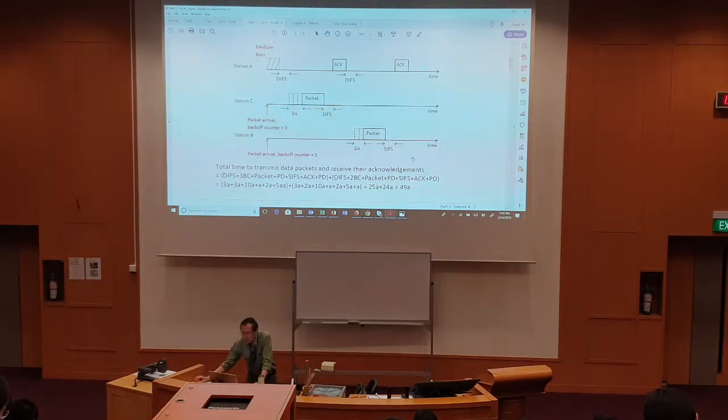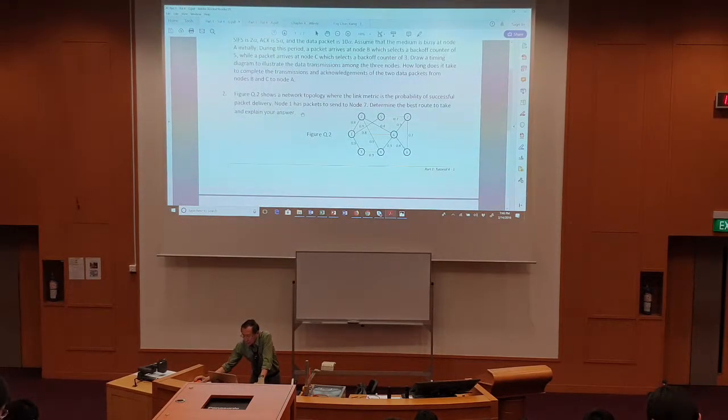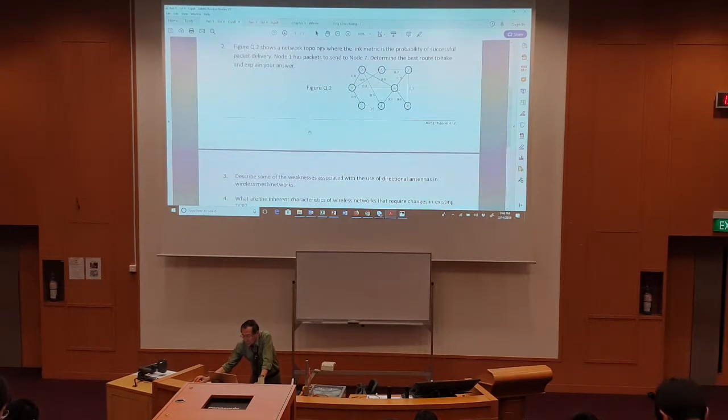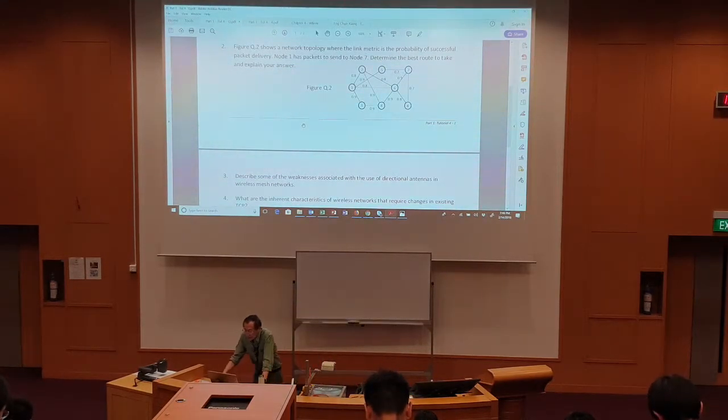So let's do question 1. Question 2. Figure Q2 shows a network topology where the link metric is the probability of successful packet delivery. Node 1, so this is node 1 over here, has packets to send to node 7. 7 is over here. So 1 is here, 7 is here. Determine the best route to take and explain your answer.